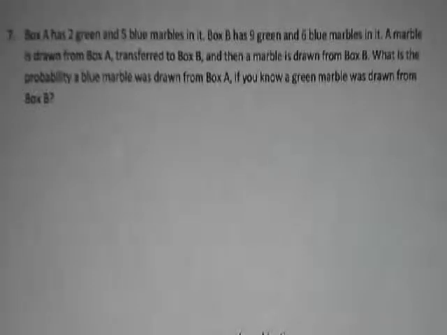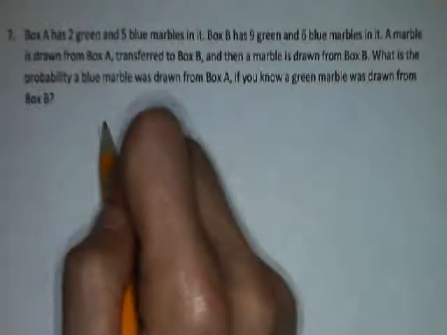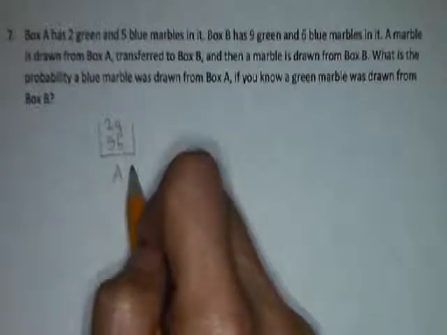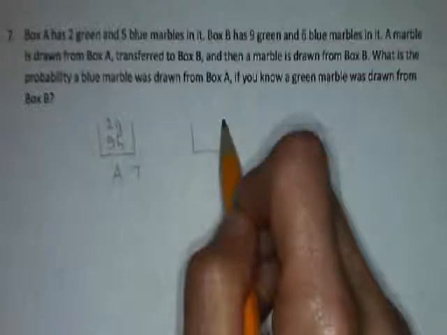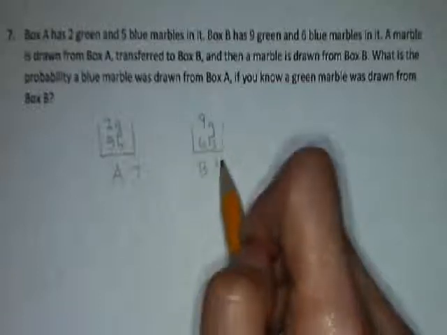Let's take a look at problem number 7 using a tree diagram. In this problem we have two boxes with marbles in them. Box A has 2 green and 5 blue marbles for a total of 7. And box B has 9 green and 6 blue for a total of 15.